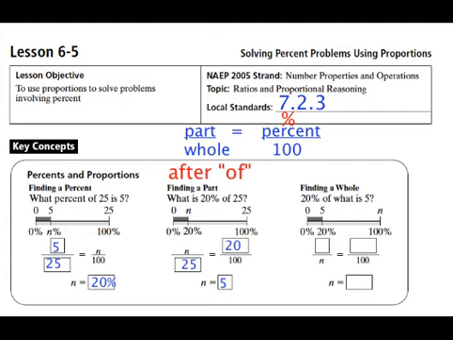Now taking a look at the last one, finding a whole. 20% of what is 5? Well, we know the 20%. We fill that in over the 100. We do not know what the whole is because we're trying to find that. It says of what. So our whole is going to be our variable, and our 5 is our part, and that goes on the top. Again, you cross multiply and divide, and you figure out that the whole is 25.